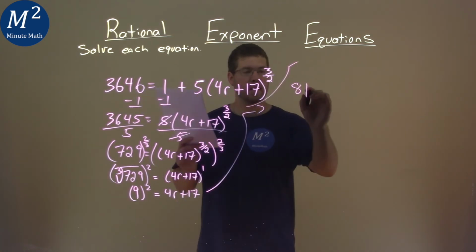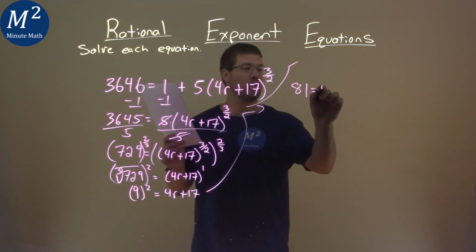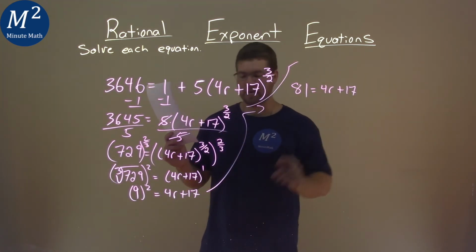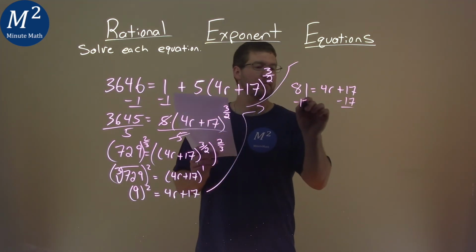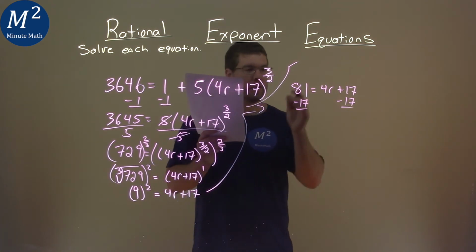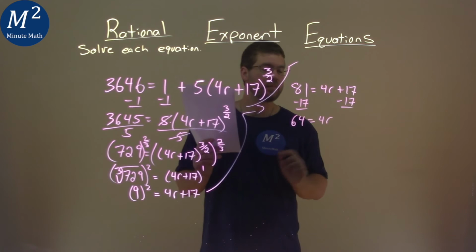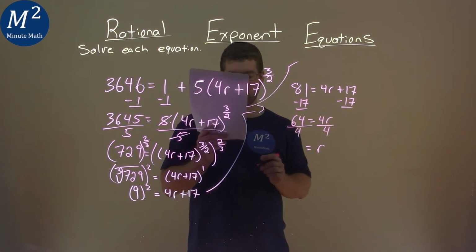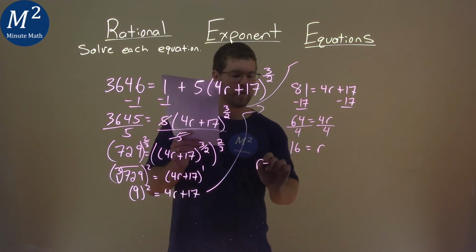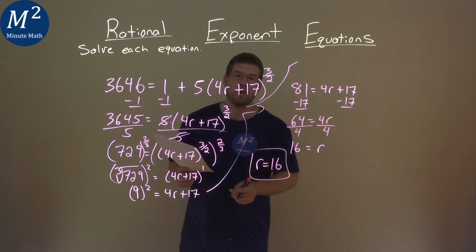Separate that out. 81 here, and we bring over the right-hand side, we have 4r plus 17 right there. Subtract a 17 to both sides, just like we normally do, and 81 minus 17 is 64, and that equals a 4r. Divide both sides by 4, and we have r is equal to 64 divided by 4 is 16. We can write it this way, r equals 16, r being first, and that is our final answer.